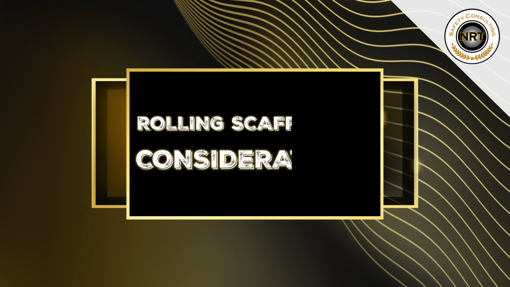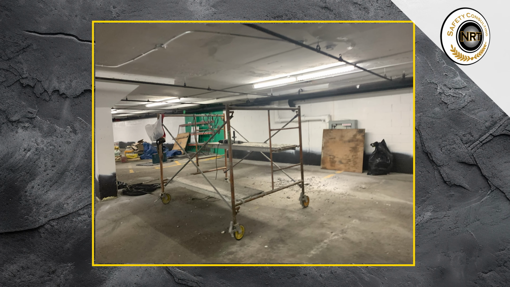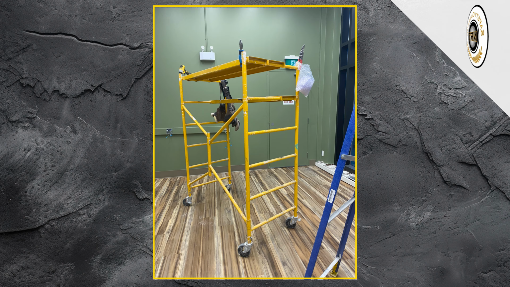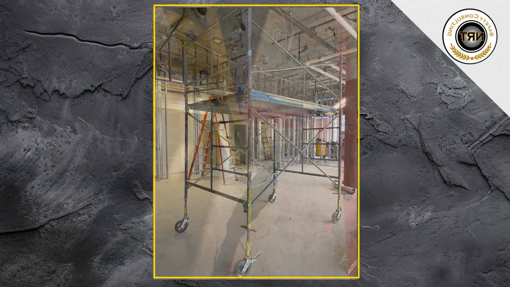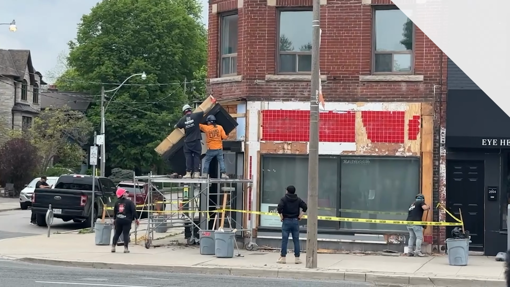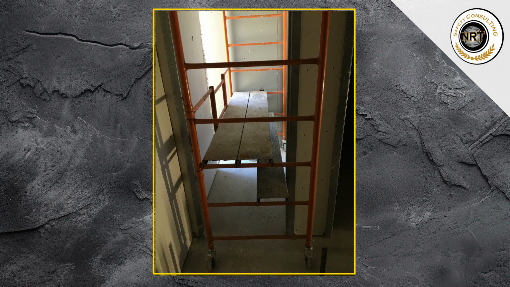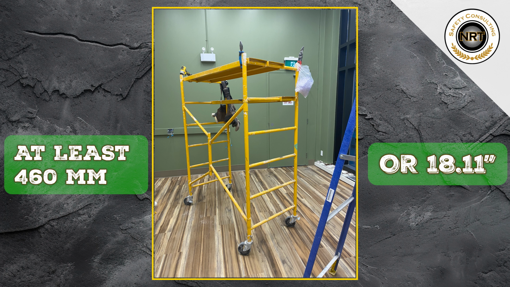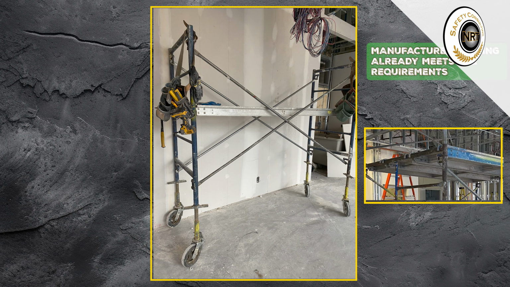Rolling scaffolding considerations. When working with rolling scaffolds, ensure the wheels are locked during use to prevent unintended movement. Make sure that there are no missing components or modifications, and double-check stability and overall structural integrity after any repositioning. Furthermore, make sure they are adequately planked as per the regulation, which states that an adequate work platform shall be at least 460 millimeters wide or 18.11 inches as prescribed.